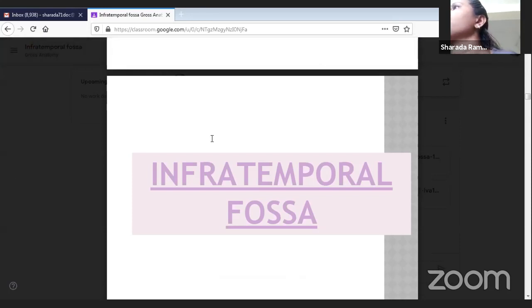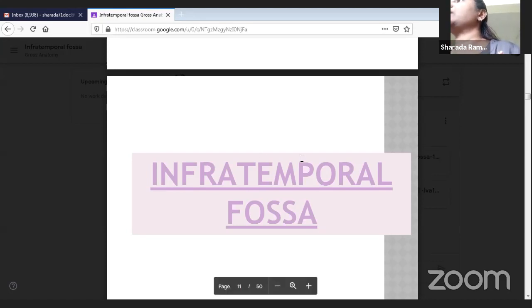So today we are going to learn a little bit about the infratemporal fossa. As the name says, it is below the temporal fossa. The temporal fossa is present in the lateral part of the head and neck region, and below that you are going to get the fossa. But this fossa is covered by the mandible, so you will not be able to see the fossa as such. So you've got to dissect it.